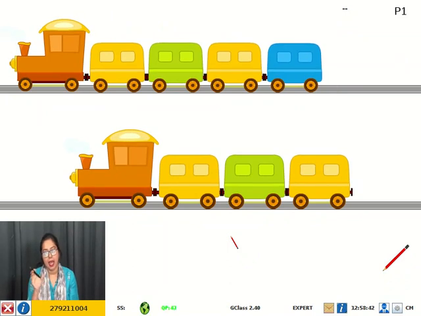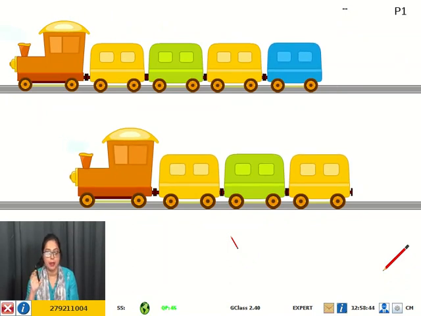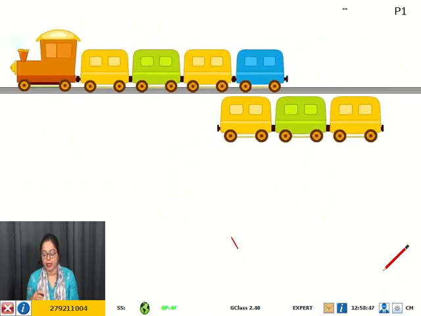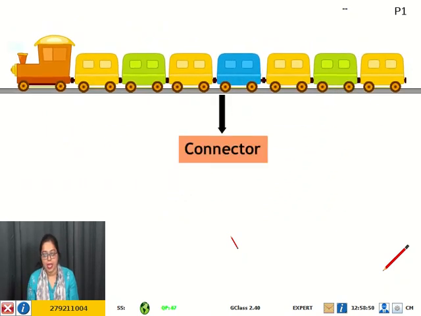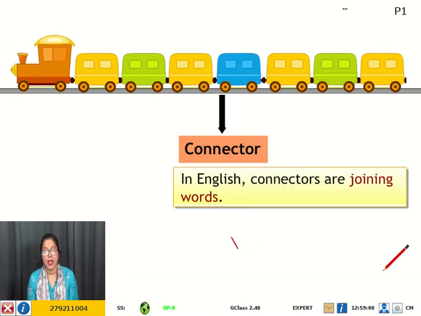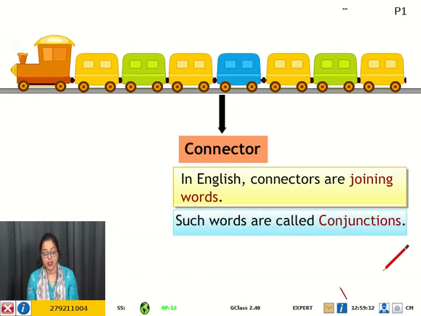So we are joining them with another one, okay? There is a blue buggy in between, and now we will join the two trains together, okay? So this blue part is what? It is a connector, okay? This is a connector, isn't it? Yes. So in English, connectors are joining words. What are connectors? Connectors are joining words, right? Yes. Such words are called conjunctions. In English, connectors are also known as conjunctions. So what are conjunctions? Conjunctions are parts of speech, isn't it?